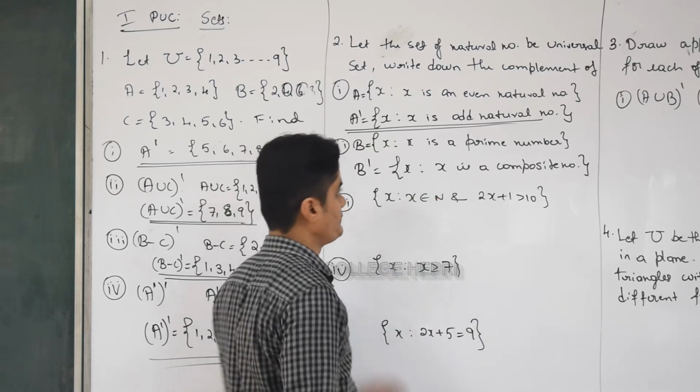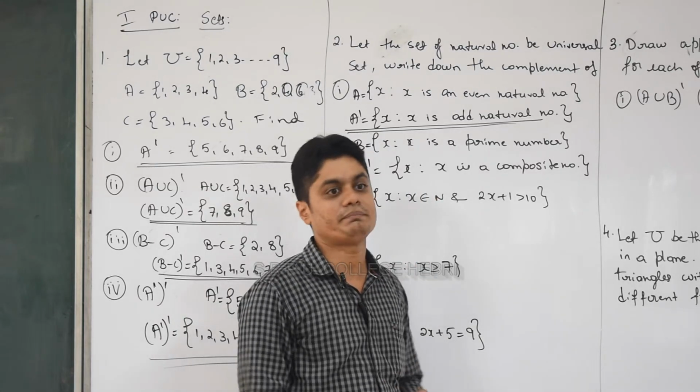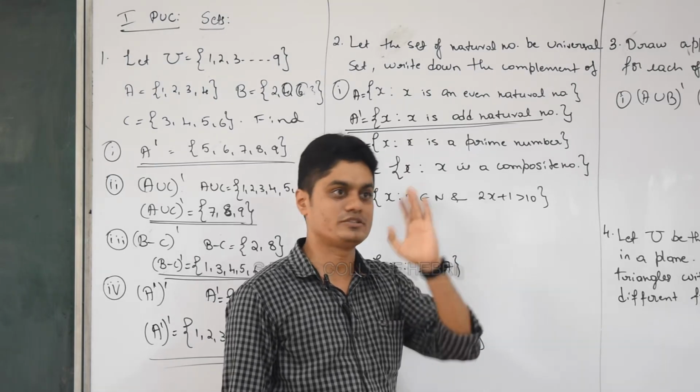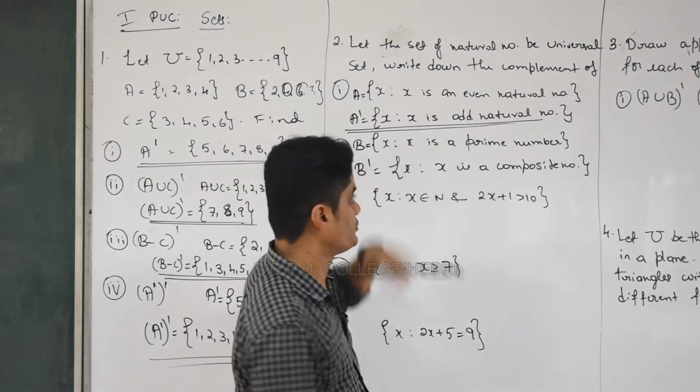But observe here carefully. Can you tell me what the prime numbers are? 2, 3, 5, 7, 11 and so on, right? These are the prime numbers. So you have to remove those numbers.